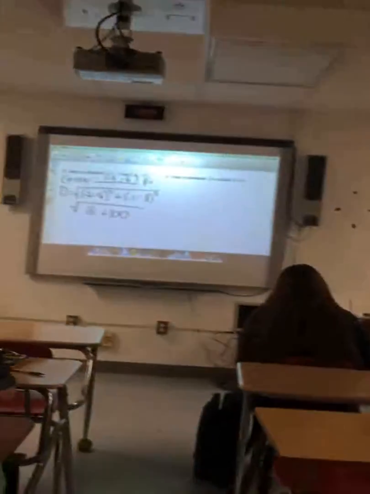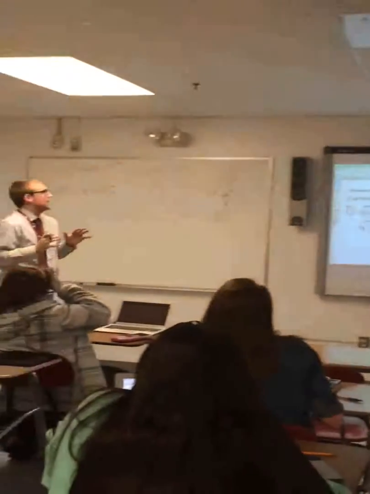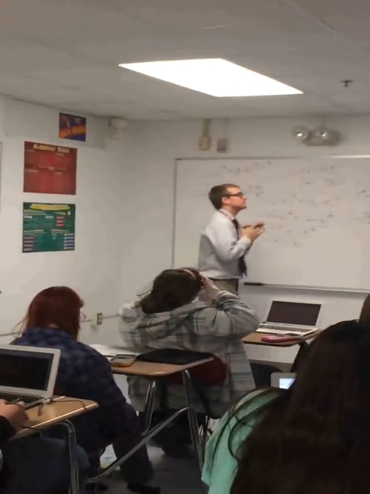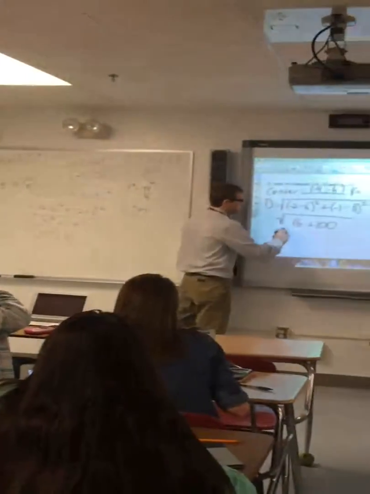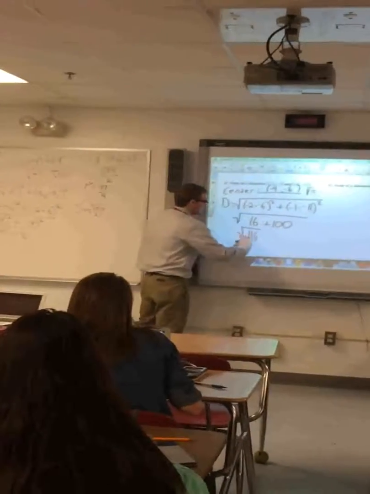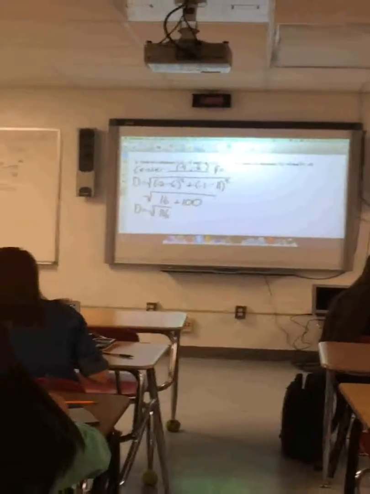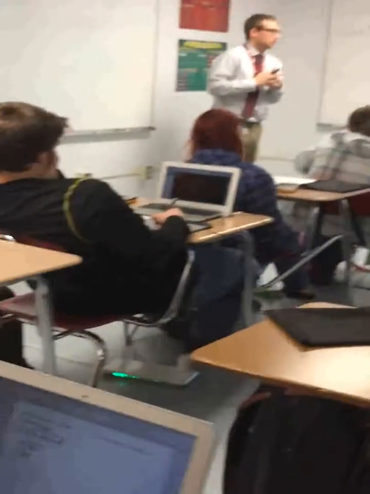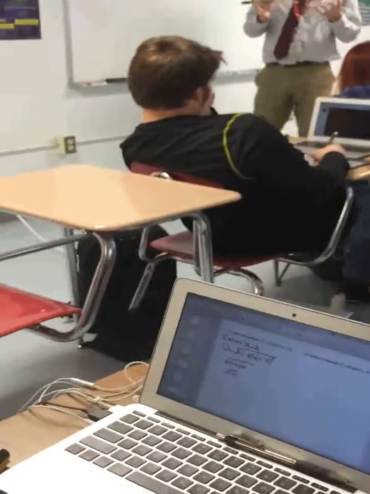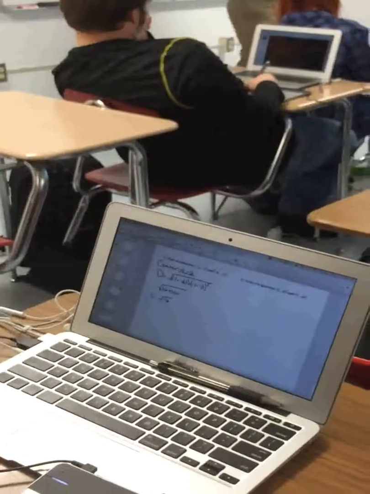So now that I have 16 plus 100, I need to add those two together. And I get the square root of 116 is equal to my diameter. All right. So my diameter is the square root of 116. Given that, how can I find my radius?